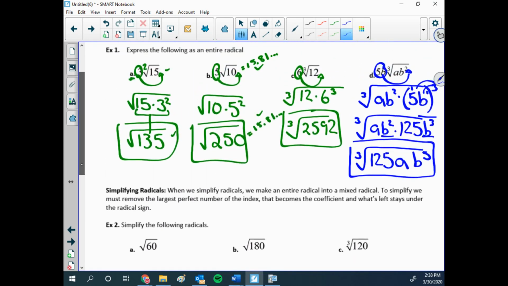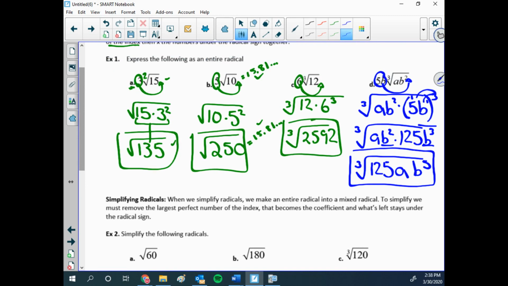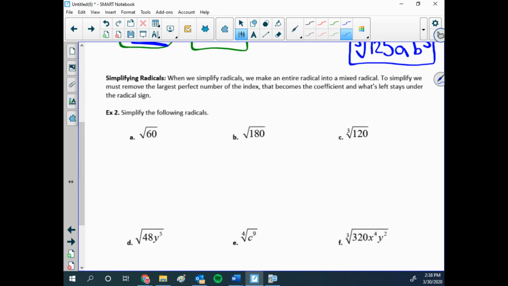All right, next part then is reversing this process. So we need to undo, like work backwards here. How do I go from this entire radical to a mixed radical? We call that simplifying radicals, but really we're taking an entire radical and making it into a mixed radical. What we want to do is remove the largest perfect power of the index from the radicand.